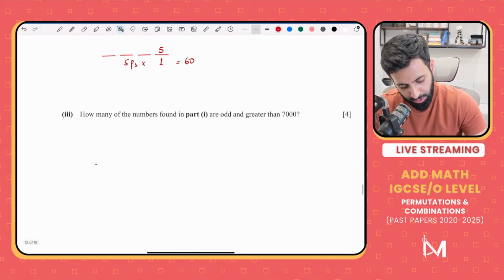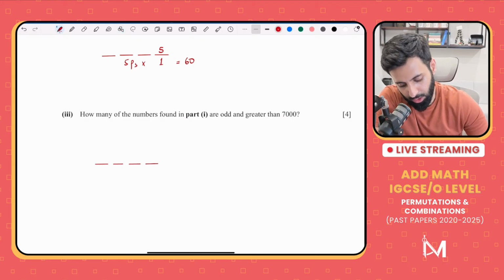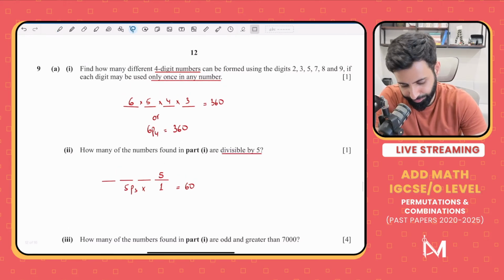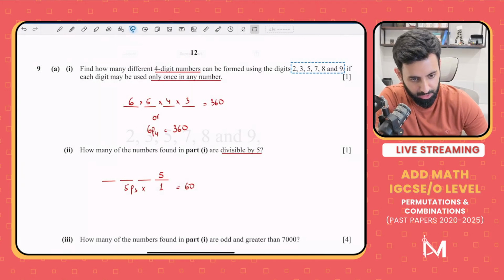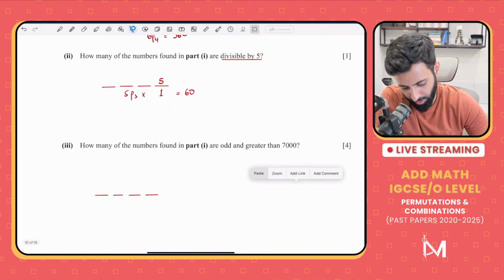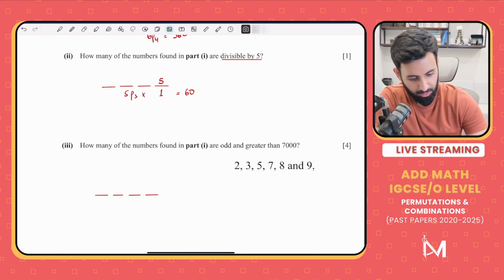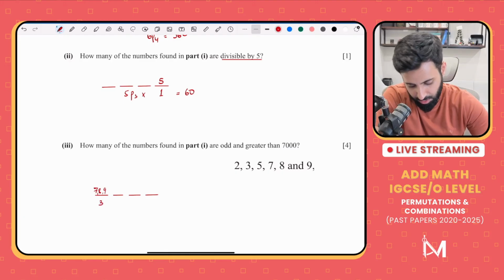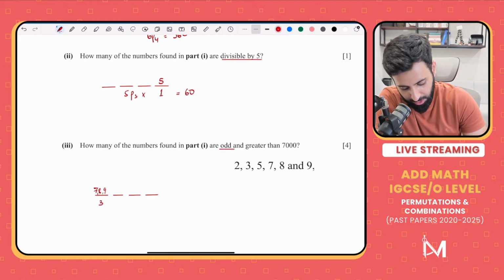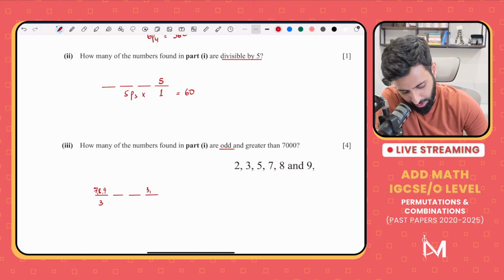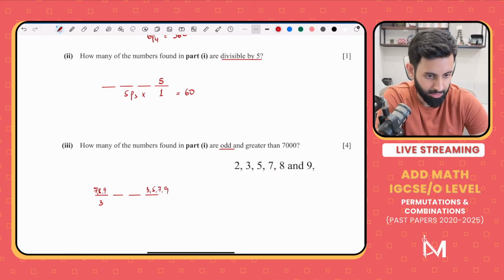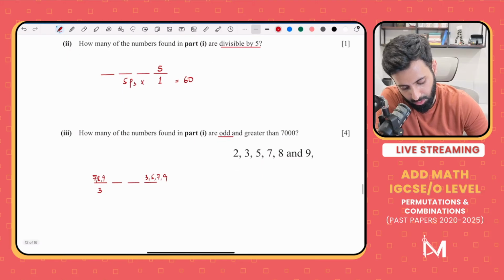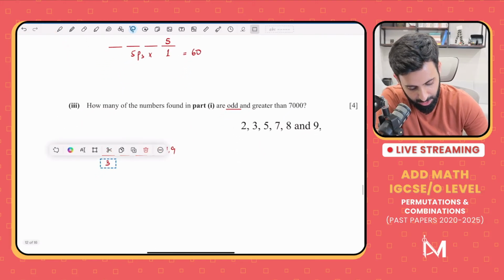Find how many of the numbers found in part 1 are odd and greater than 7,000. So if you want a number greater than 7,000, there's got to be a condition on the first digit, right? The first digit could be 7, 8, or 9. So that means we have 3 options. At the same time, we have to make sure the whole number is odd. So we could have 3, 5, 7, or 9 as the last digit. So that means we have ourselves a conflict situation, which is why it's a 4-mark question.